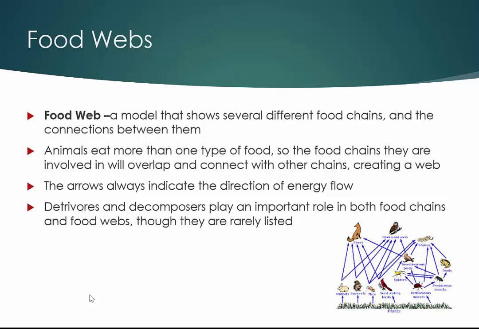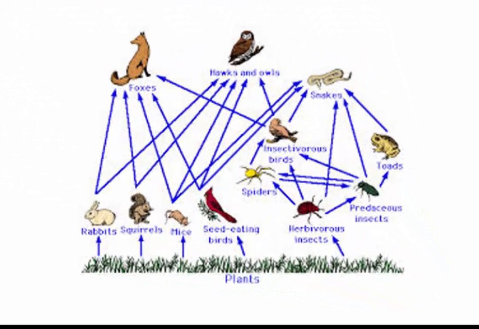The arrows in your food web always indicate the direction of energy flow, and so it's always going up towards the next animal, and that represents the energy being transferred from one to the next. Okay, so the rabbit eats the grass, the grass is giving energy to the rabbit, so your arrow would point from the grass to the rabbit. The coyote or the fox or the wolf eats the rabbit, so the energy is being passed to the fox, and so your arrow would point from the rabbit to the fox.